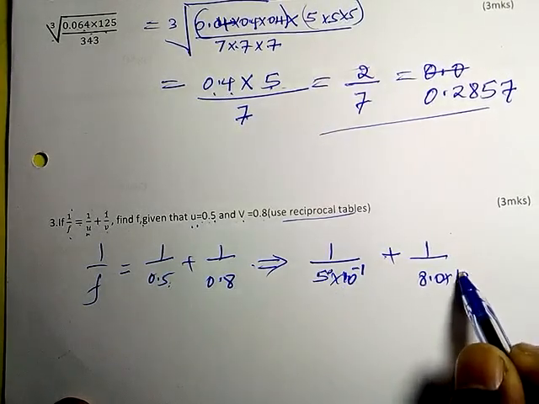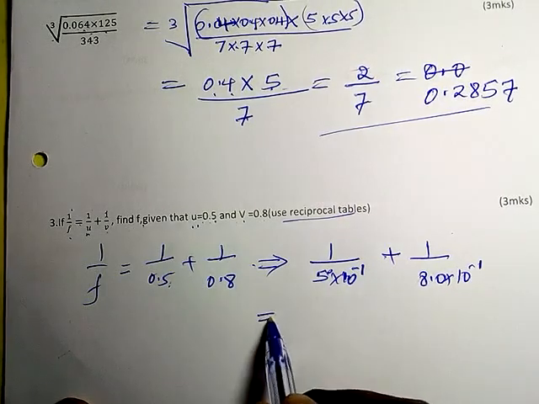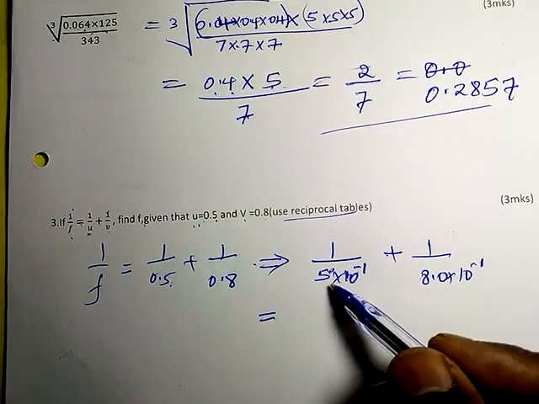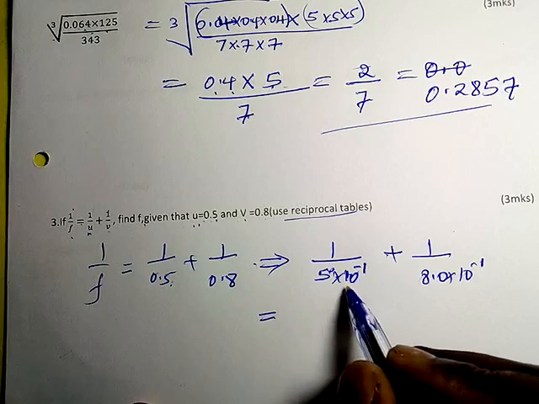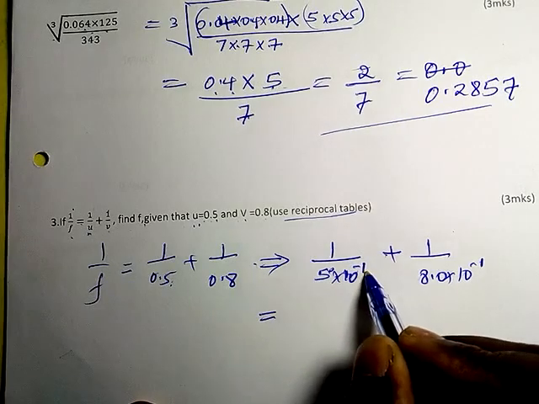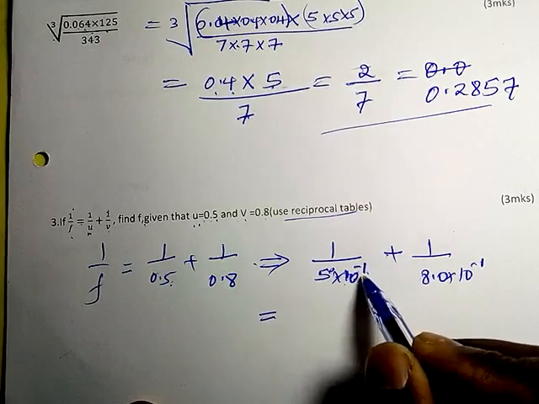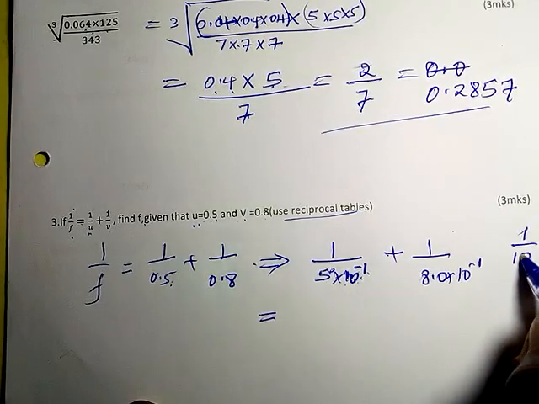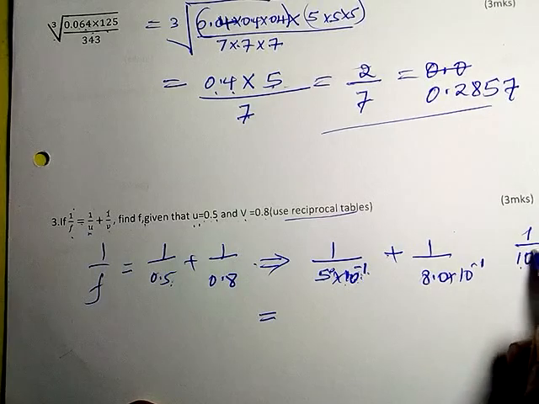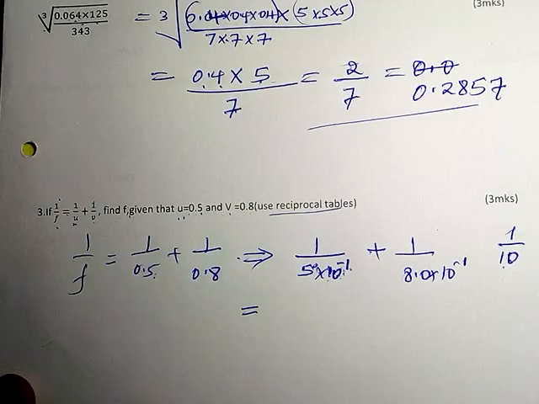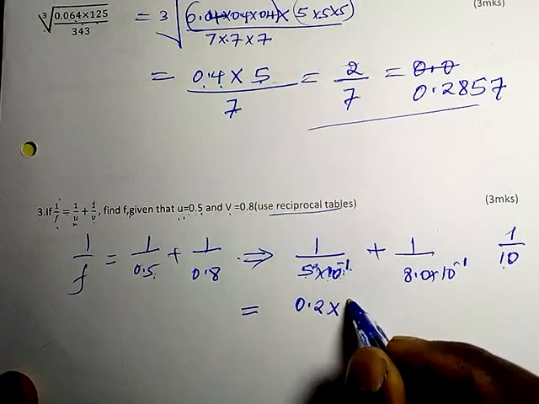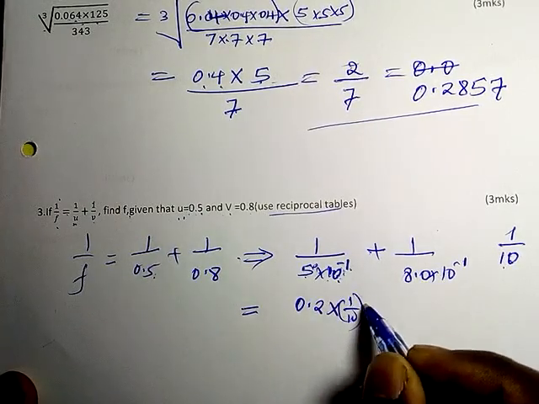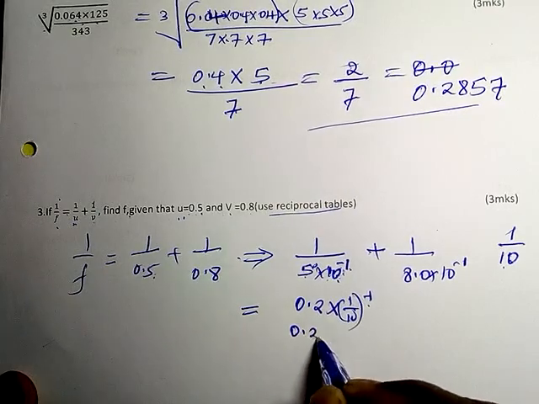Plus 1 over 8.0 equals 8.0 times 10 raised to power negative 1. So you go to your mathematical table, you find the reciprocal of 5.0. So you get that reciprocal, and then you multiply the reciprocal of 1 over 10. The reciprocal of this number is the same as 1 over 10. So the reciprocal of this, you use your calculator. The reciprocal of 5 is 0.2 times the reciprocal of 1 over 10. This is the same as 1 over 10 reciprocal. The reciprocal of this is 10. So 0.2 times 10.